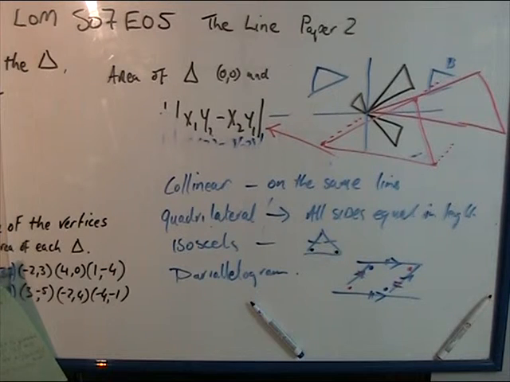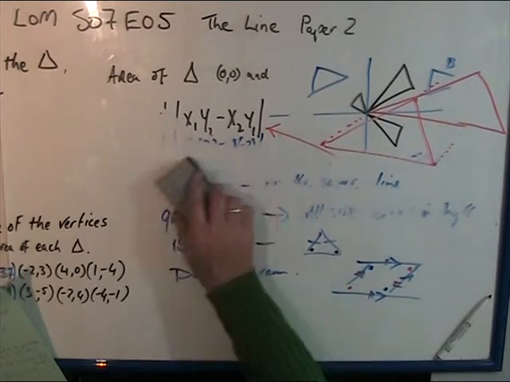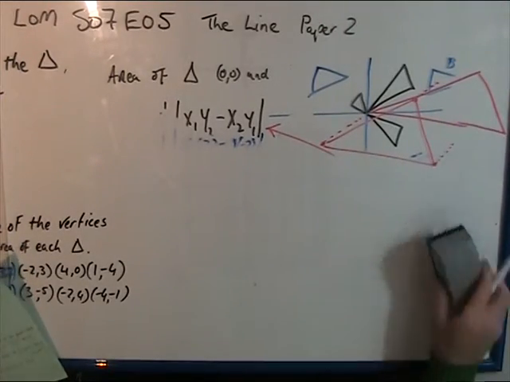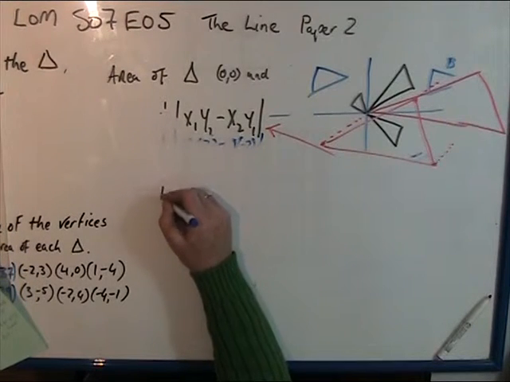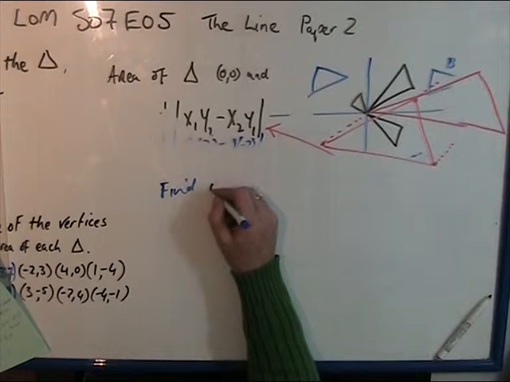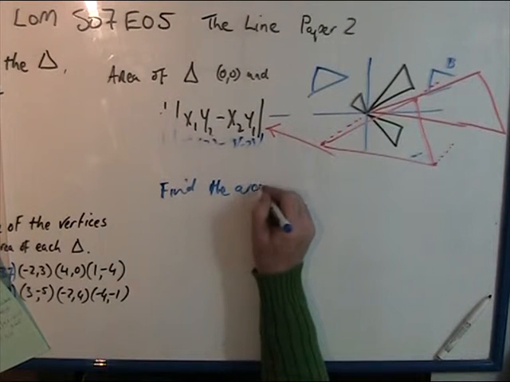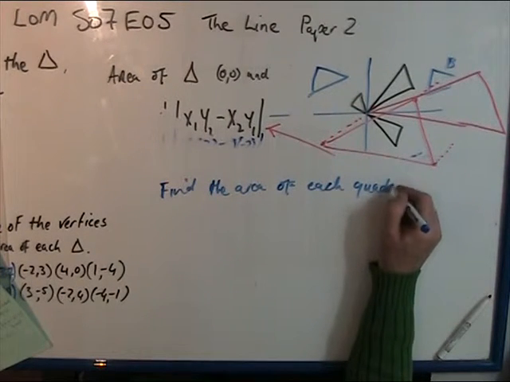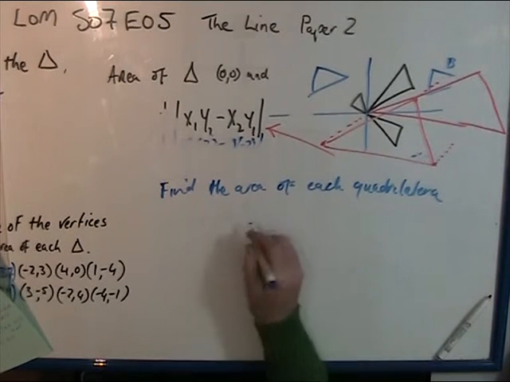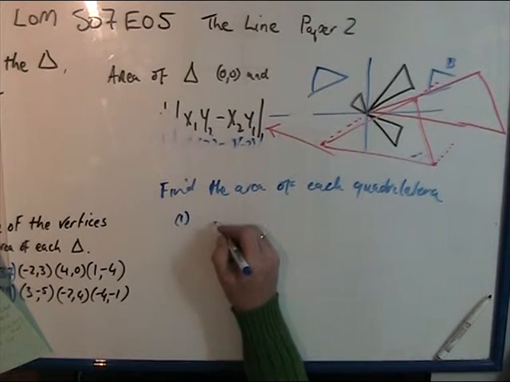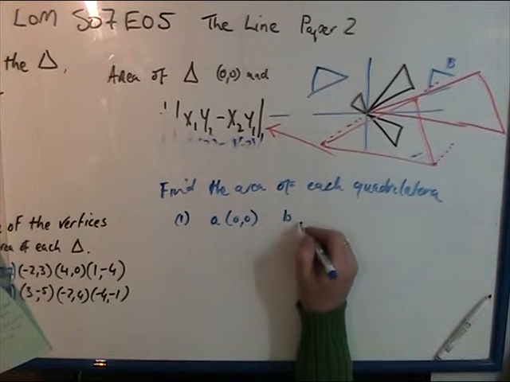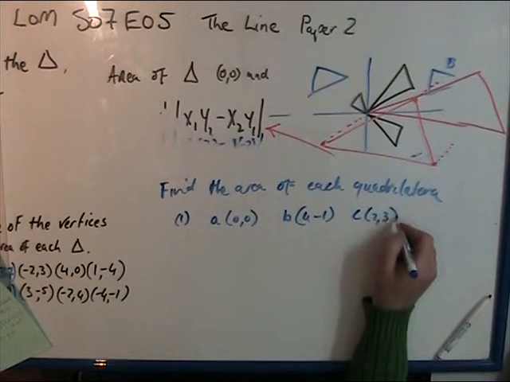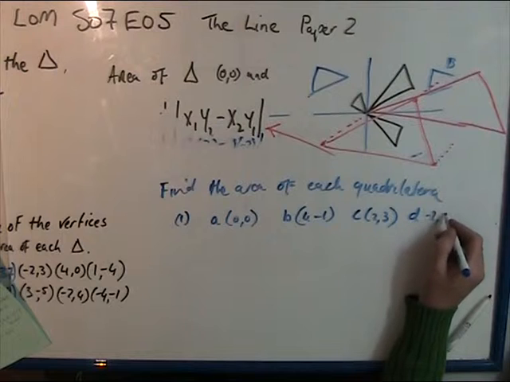angles. Right, now, so you might have a question that says find the area of a quadrilateral. Okay, now that's a spooky one that has come up before. So find the area of each quadrilateral. Okay, so quadrilateral, you're given these points: A is (0, 0), B is (4, -1), and C is (2, 3), and D is (-2, 4).